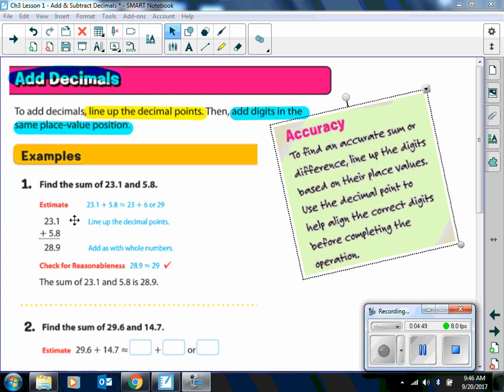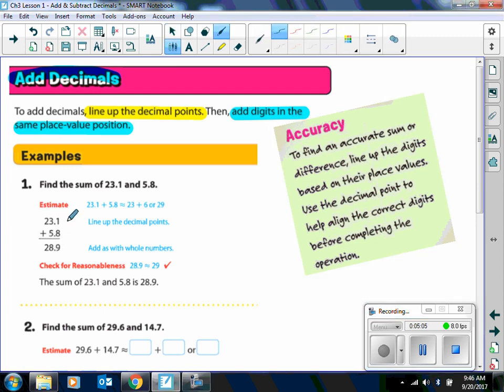So for example 1, it says find the sum of 23.1 and 5.8. So what we do is we line up the decimal points. We have 23.1, and then the 5 goes under the 3 because that's in the ones place. Then there's a decimal, and then the 8 goes in the tenths place right under the 1. So you line up the decimals, and then you just add like normal. And it's as simple as that.